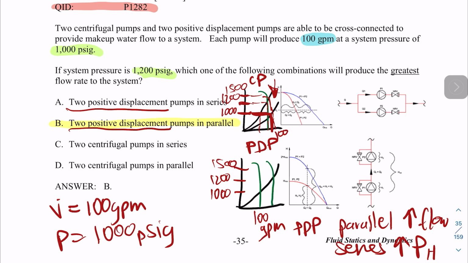So knowing that, it's asking me for the greatest flow rate. Comparing PDPs to CPs, the PDP is going to give me the greatest flow. But if I connect them either in parallel or series, I know that parallel is going to give me a greater flow. So if I have two PDPs in parallel, I'm going to get the greatest flow. That's how I got to that answer on that one.